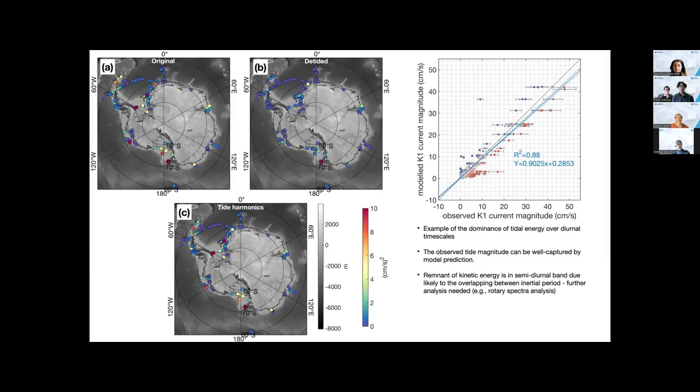And the tidal energy that's estimated from the spectrum analysis can actually be very well predicted by the tidal model, which is the scatter plot I'm showing on the right. So they basically show a very good agreement in terms of predicting the K1 tidal constituent magnitude. Next slide, please.